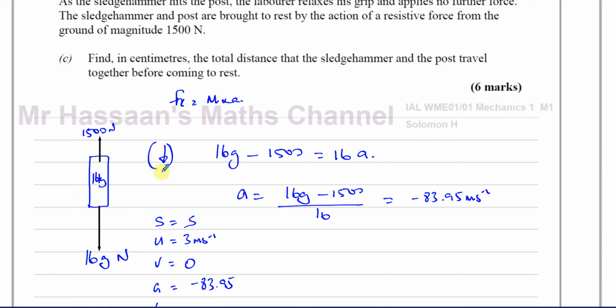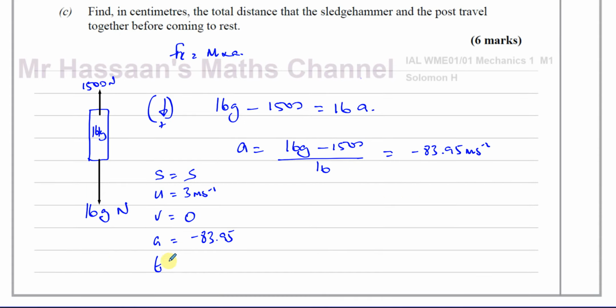Now remember, we're taking down as positive, and the acceleration is upwards, basically. It's decelerating. It's like the resistive forces are greater, so that's why it slows down and comes to rest. The time we don't know. So again, we're dealing with S, U, V, and A, so again, it's going to be V squared equals U squared plus 2AS.